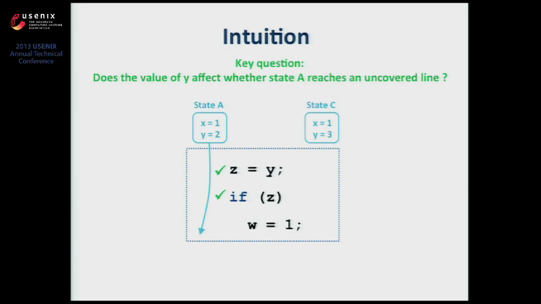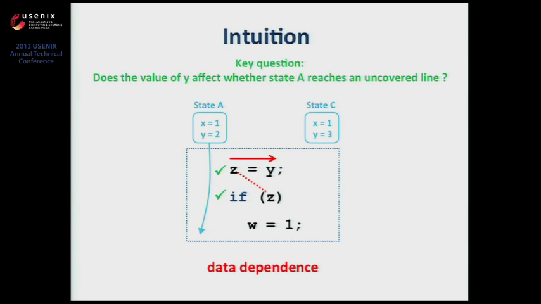So let's suppose that state A takes the path that hits the first two lines, but then takes the false branch on the if statement. So we tried to illustrate this with the arrow kind of curving out. So it's a path that hits z equals y, then if of z. Now you notice that obviously z is the same variable here.